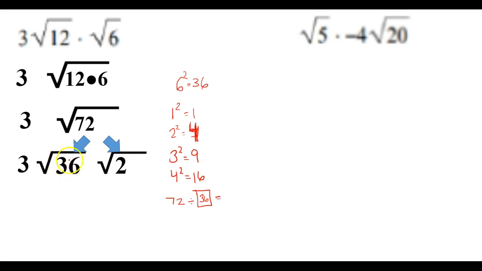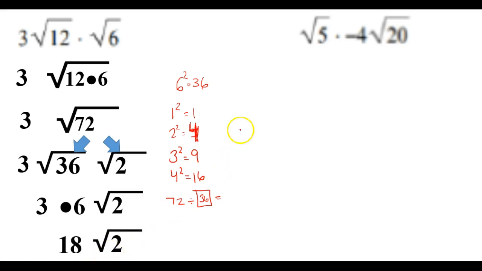Alright. What's the square root of 36? 6, right? So I'm going to bring down that 3 and that rad 2. What's 3 times 6? 18. Cool. So try out this next one. Otherwise, pause right here if you want to try that one out.